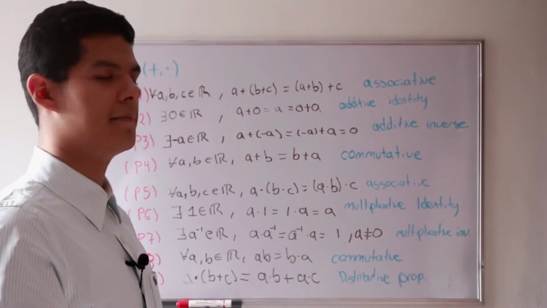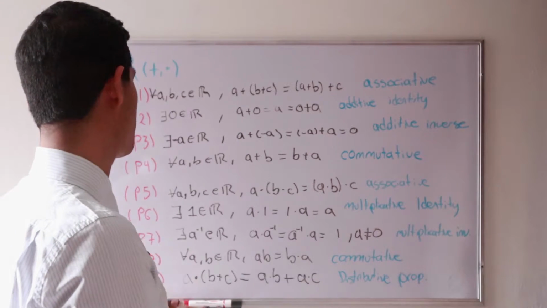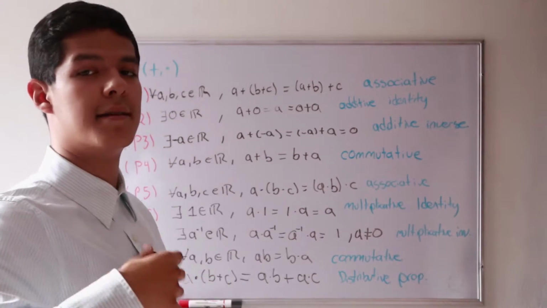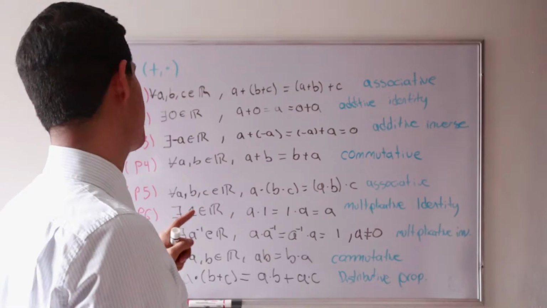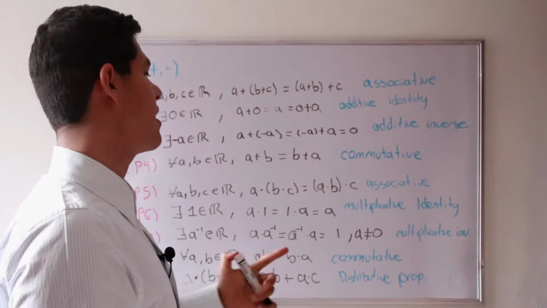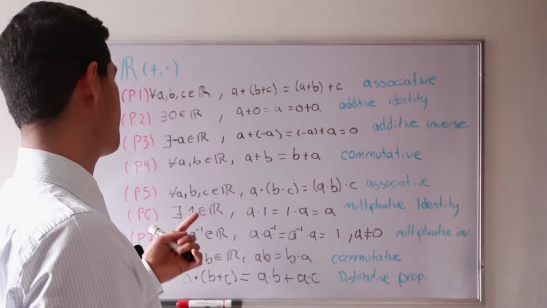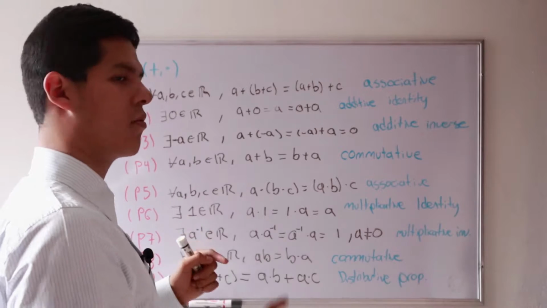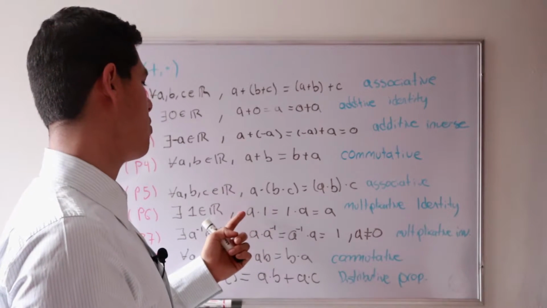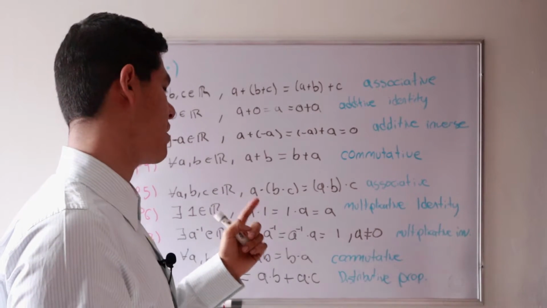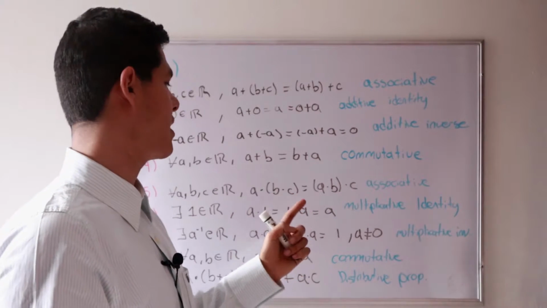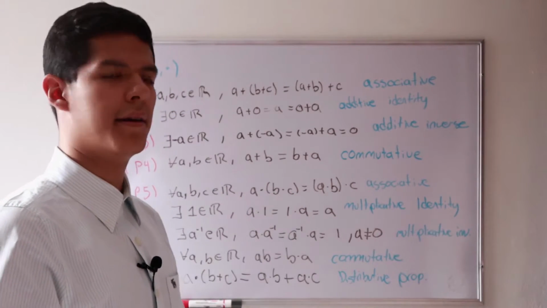The sixth property says the existence of the multiplicative identity. This, guys, is the number 1, because you multiply a times 1 equals 1 times a equals a.